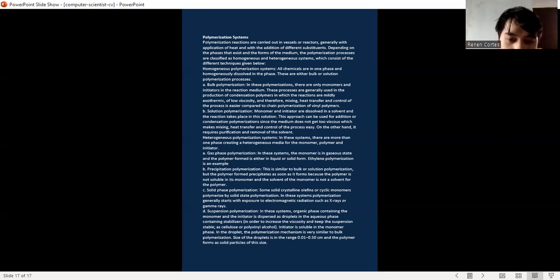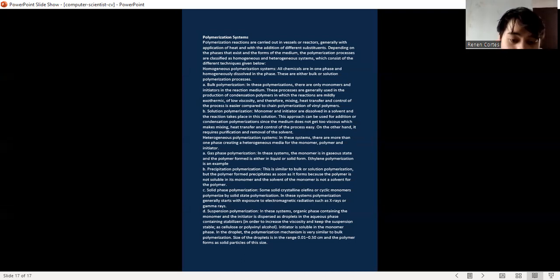Precipitation polymerization is also similar to bulk or solution polymerization, but the polymer formed precipitates as soon as it forms because the polymer is not soluble in its monomer and the solvent of the monomer is not a solvent for the polymer. For C, solid phase polymerization. Some solid crystalline olefins or cyclic monomers polymerize by solid state polymerization. In these systems, polymerization generally starts with exposure to electromagnetic radiation such as X-rays or gamma rays.